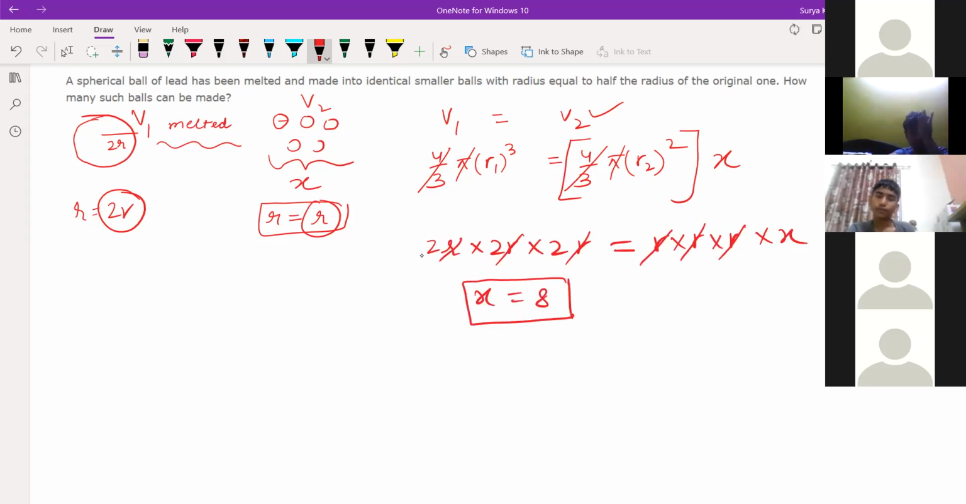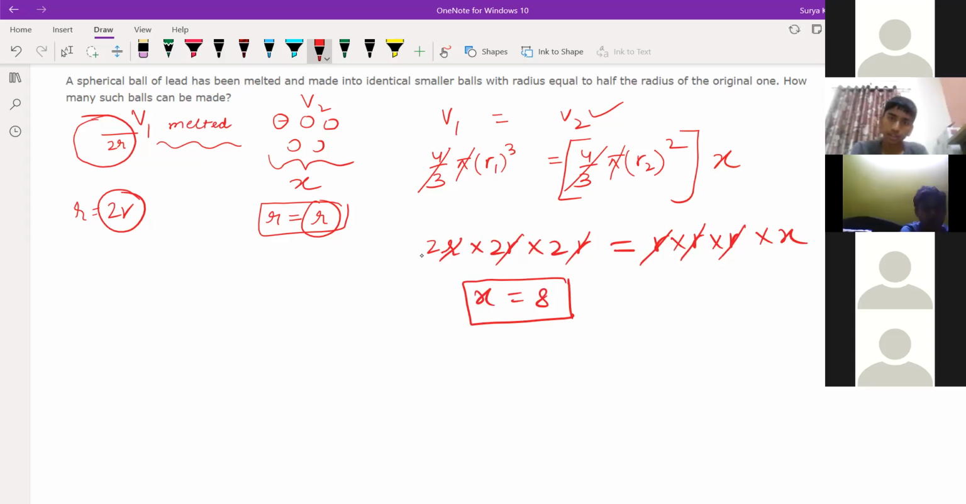Now you tell me your doubt. Sir, it should be 4 by 3 pi R2 cube, no, sir. They have written square. Yeah, here cube, yes. Fine. Anyone still having doubt anywhere?